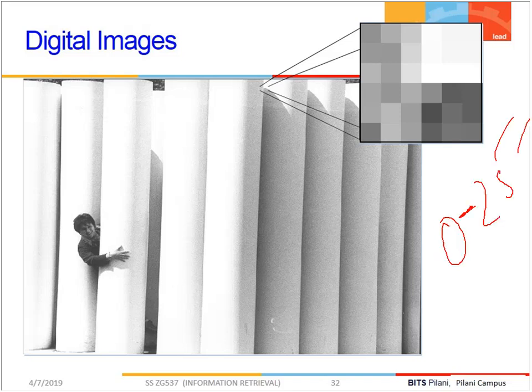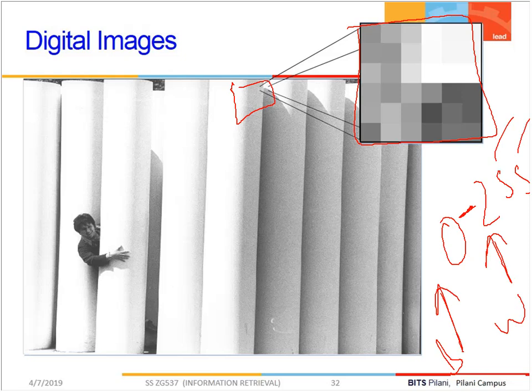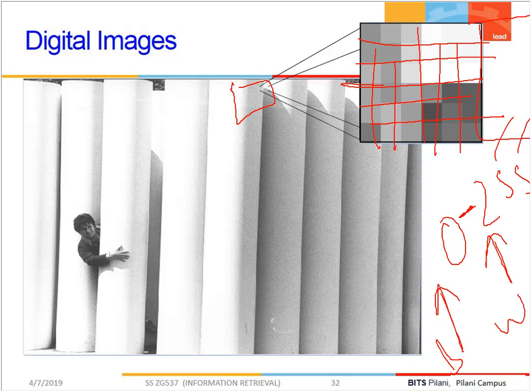0 to 255 is the grayscale values. So 0 means black and 255 means white. And in between are the intermediate levels of gray. So if you take a portion of this image, I have zoomed this image here and shown you. It is basically a combination of pixels. There are 6 pixels in the rows and 6 pixels in the columns, so it's basically a 6 by 6 matrix.